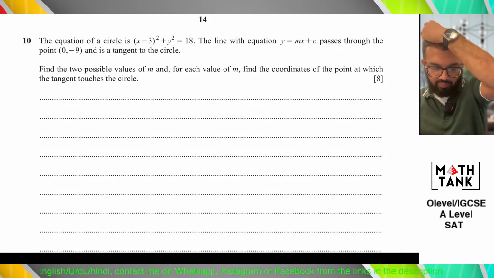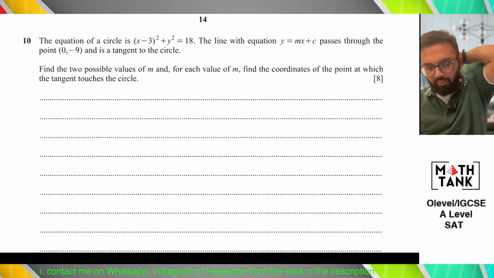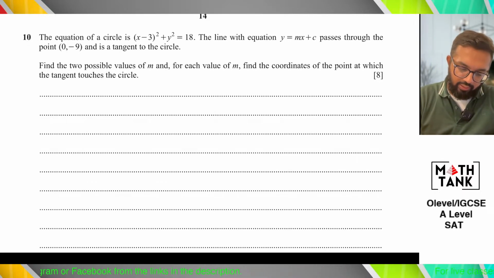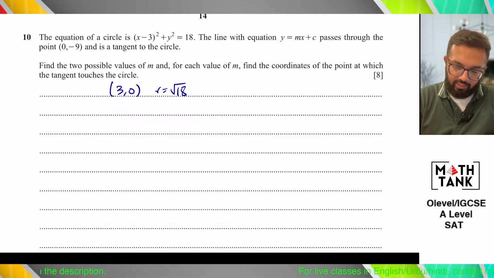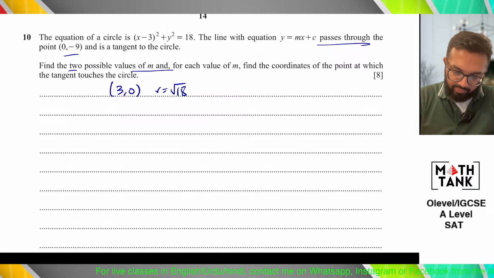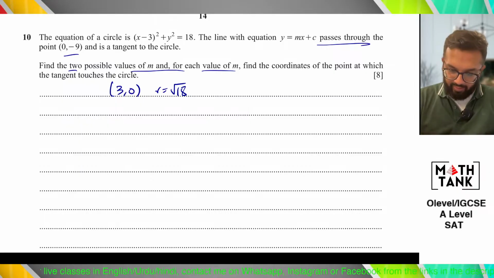The line of the equation y equals mx plus c passes through the point 0 comma minus 9 and is a tangent to the circle. Okay, there's a circle with center 3 comma 0, and the radius squared is 18. The line is this, passing through this point, and is a tangent to the circle. Find the two possible values of m, and for each value of m, find the coordinates of the point at which the tangent touches the circle.